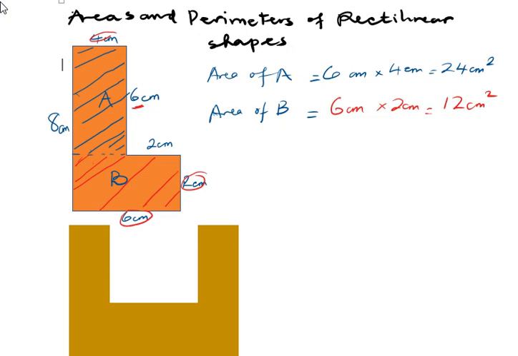Let's still finish with the area of the shape. It would now be the sum of the two shapes, the sum of A and B, and that will be 24 cm squared plus 12 cm squared, and that will give you what? 36 cm squared. Now let's deal with the perimeter. The perimeter will simply be the distance round.